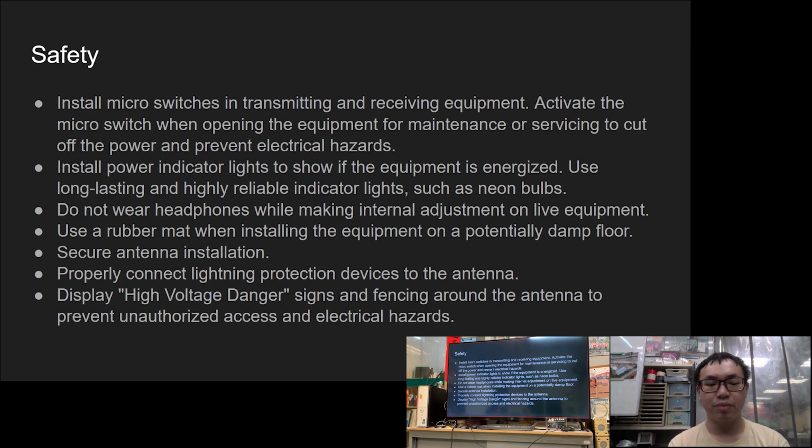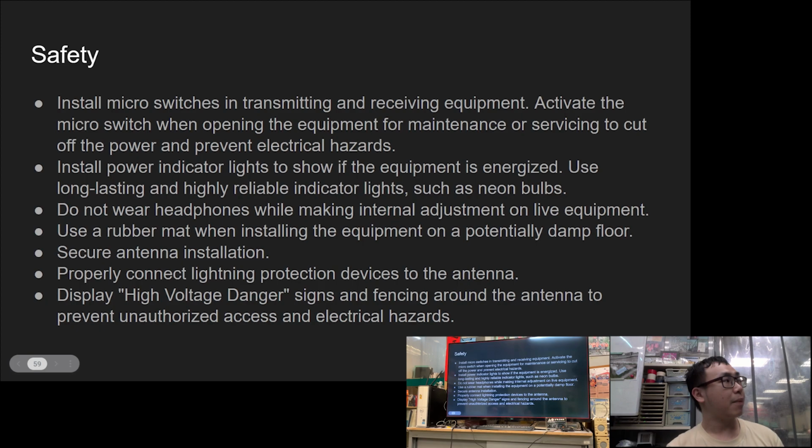Proper connection to lightning protection. Okay, an antenna really attracts lightning in a thunderstorm due to its pointy structure. So you have to connect it to the lightning protection, so that when there is a thunderstorm you won't damage the equipment through the antenna. Otherwise current and voltage will run through the antenna to your equipment. That's why you have to ground for the thunderstorm first.